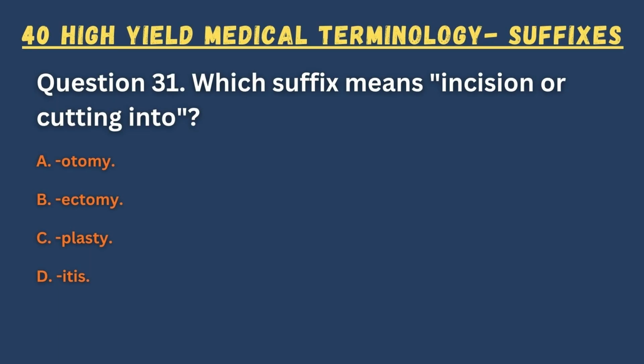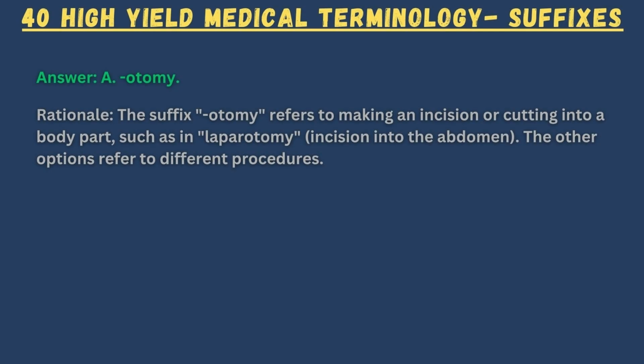Question 31. Which suffix means incision or cutting into? A. Otomy. B. Ectomy. C. Plasty. D. Itis. Answer: A. Otomy. Rationale: the suffix otomy refers to making an incision or cutting into a body part, such as in laparotomy, incision into the abdomen. The other options refer to different procedures.